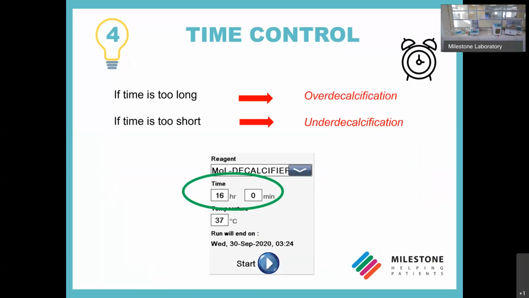Time is money, as we know, but time can also be really dangerous when decalcification is performed. If the time is too long, the risk is over decalcification, with samples that are no longer recoverable, especially if you use strong acids. On the other hand, if the time is too short, there's a risk of under decalcification, with cutting and diagnostic problems. Anyway, I remind you that under-decalcification can always be recovered.